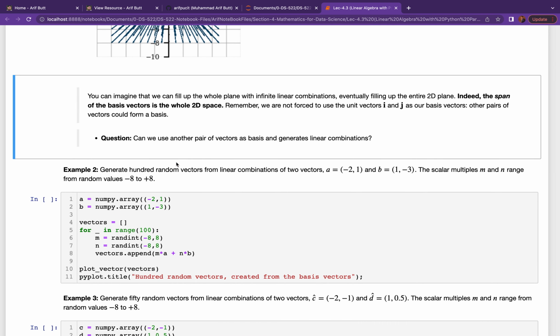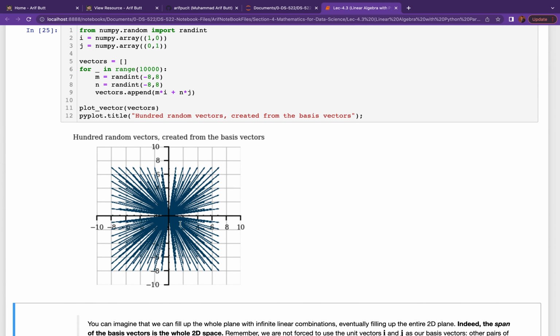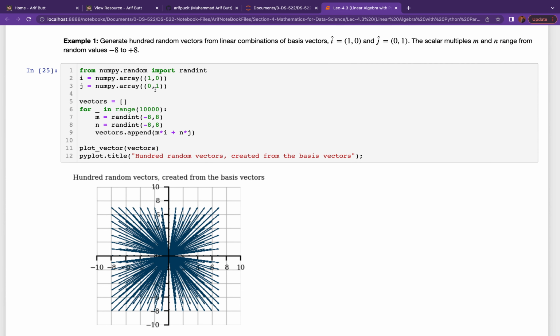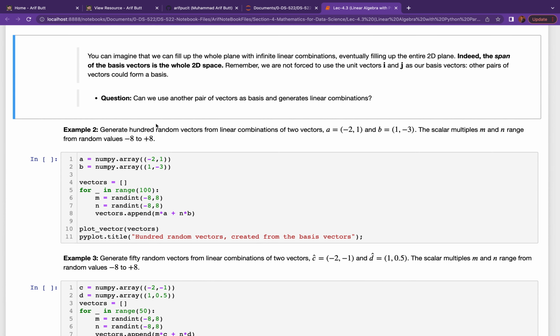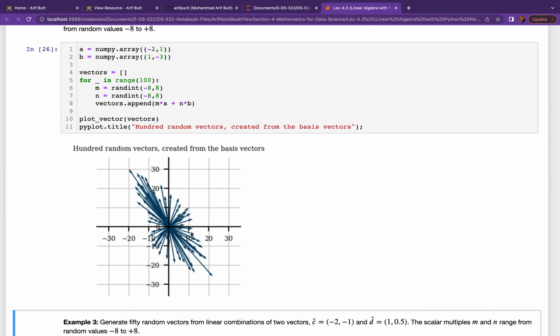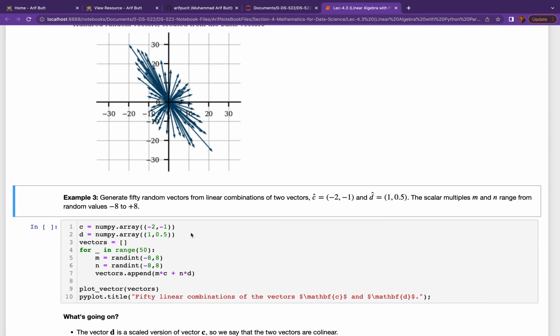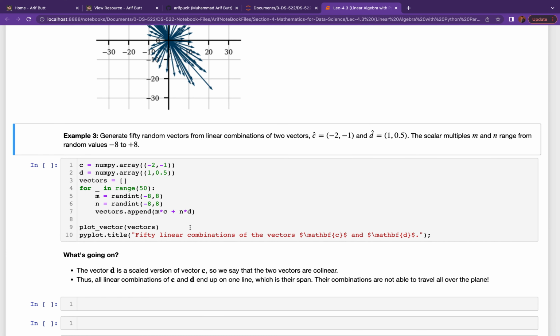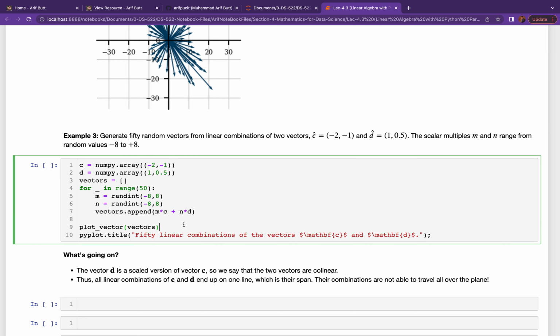And of course, this example is not limited only to the basis vectors (1, 0) and (0, 1). Over here I have two different vectors, (-2, 1) and (1, -3), and I have repeated the same code and generated the span of these vectors. Let me further elaborate with this example over here.